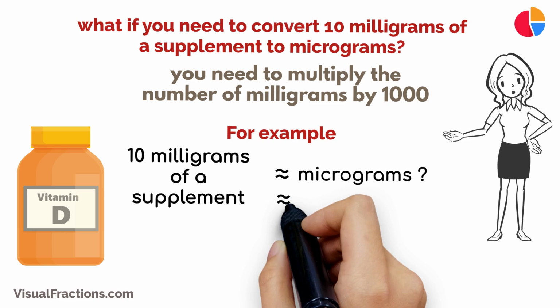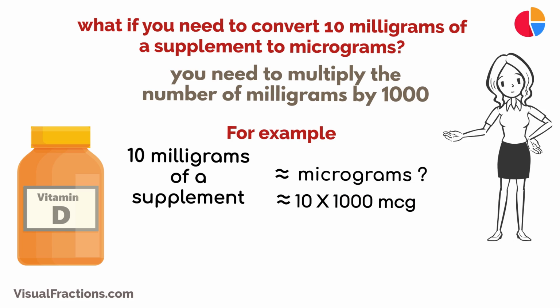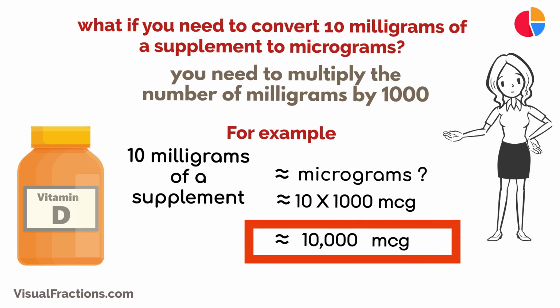We start by multiplying 10 by 1000. This gives us 10,000 micrograms. And that's it. 10 milligrams is equal to 10,000 micrograms.